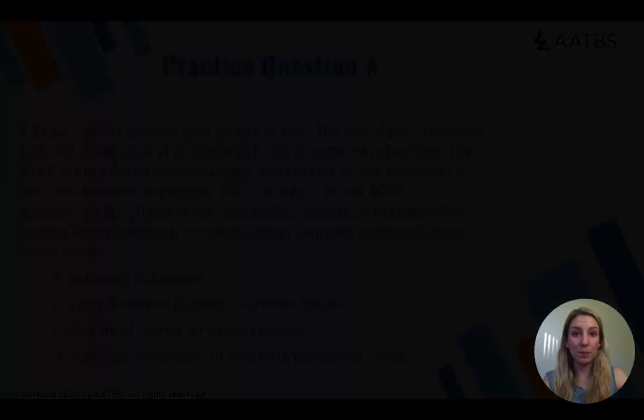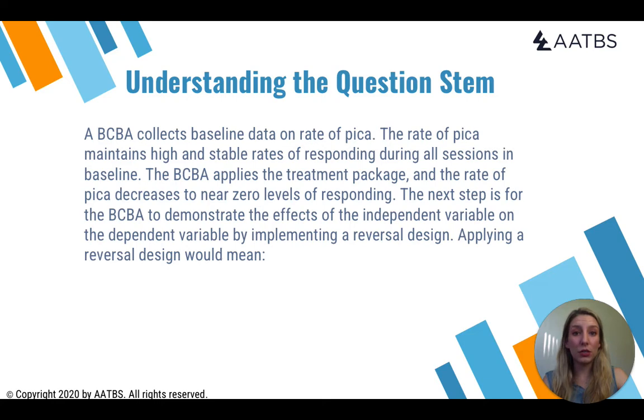So we're going to start with understanding the question stem, or breaking down this question to see what it is really asking us. This question provides information about a clinical scenario and asks the reader to demonstrate their understanding of experimental design through clinical application. In this scenario, a behavior analyst is looking to demonstrate experimental control through the use of a reversal design of the independent variables. The question stem provides the changes in the dependent variable, or pica, across the baseline and treatment phases and asks the reader to determine the next step if the reversal design is utilized.